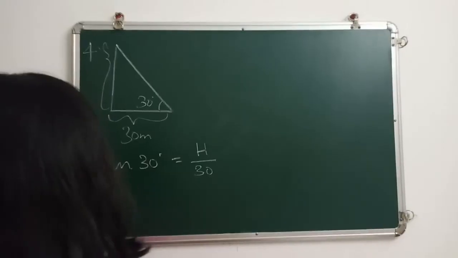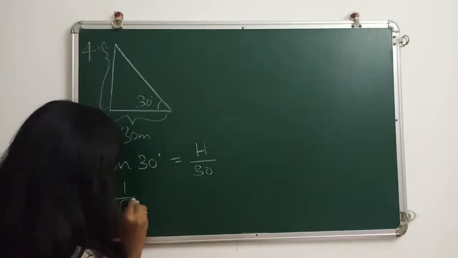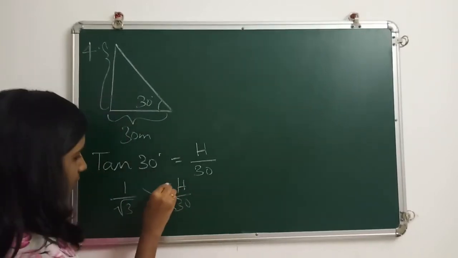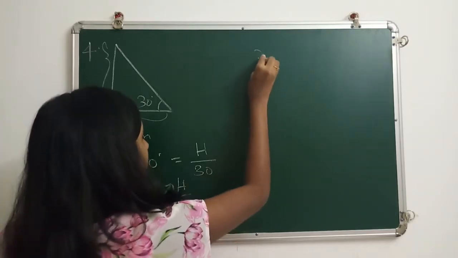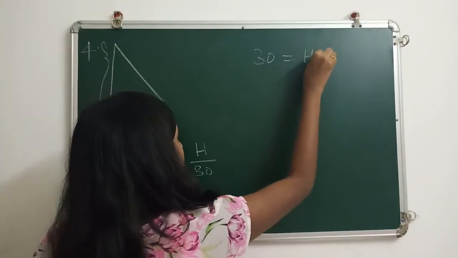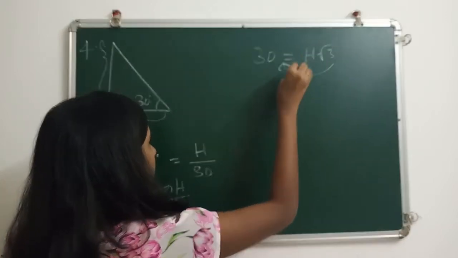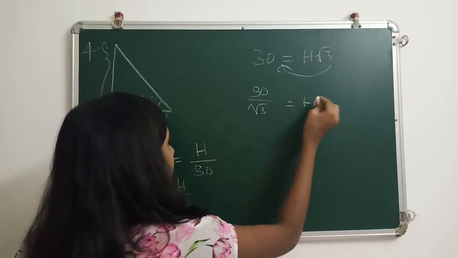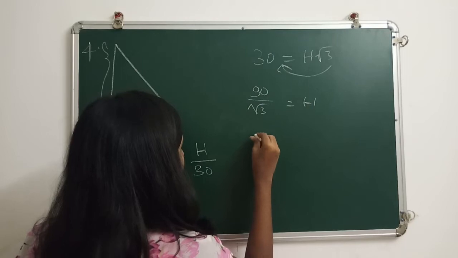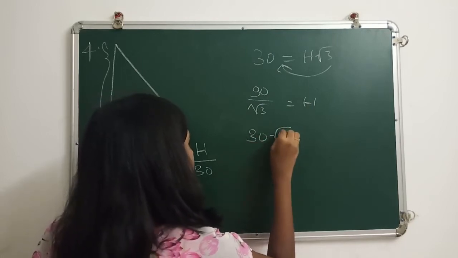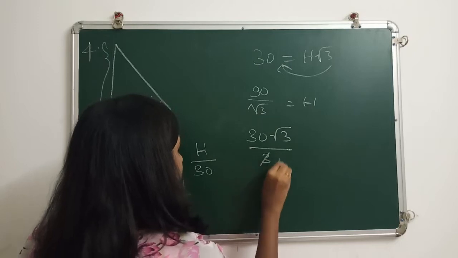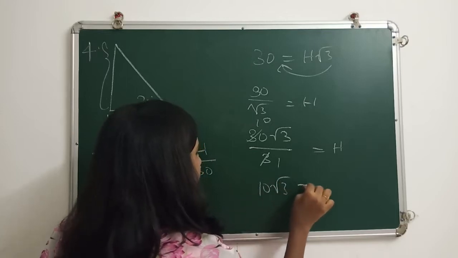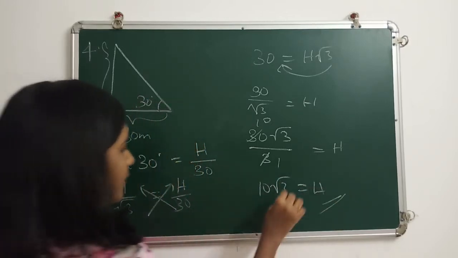Now the value of tan 30 is 1 by root 3. So that is equal to h by 30 here. Now if we cross multiply, we get 30 is equal to h root 3. Now bringing this here, it would be 30 by root 3 is equal to height. If we rationalize it, we get 30 root 3 divided by 3. Cancelling it, we get 10 root 3 as the height of the tower. And 10 root 3 meter.